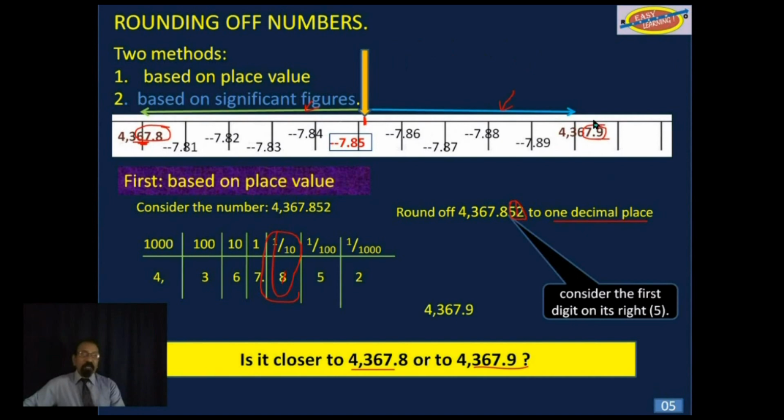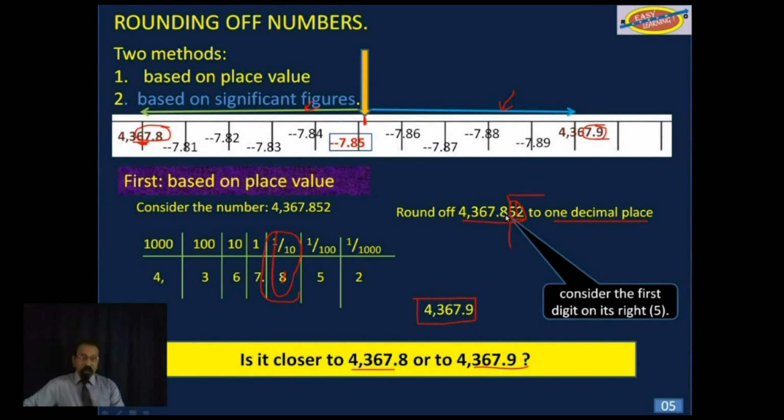We find that the answer is 4,367.9. It's closer to 4,367.9. So that is our answer. We have to round off this number to one decimal place. So we have to round off here.